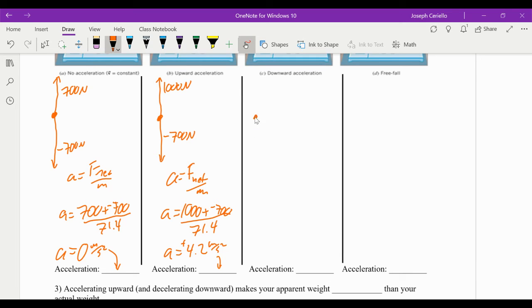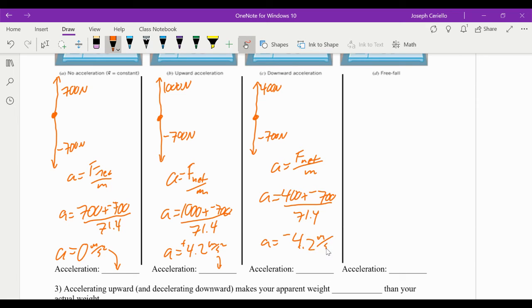The next one, the scale reading was 400 upward. Weight doesn't change. That's still negative 700 downward. a equals F net over m. a equals 400 plus a negative 700 all over 71.4. And the acceleration turns out to be negative 4.2 meters per second squared. So when you accelerate down, it looks like you're a little bit lighter. That's what the negative is, downward.